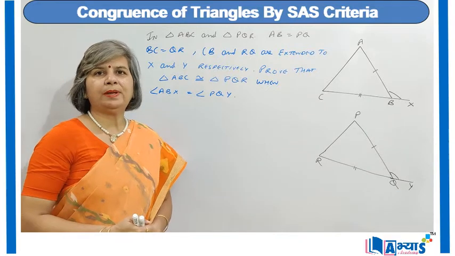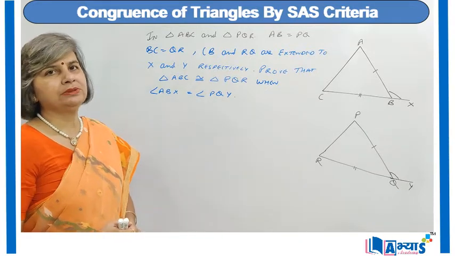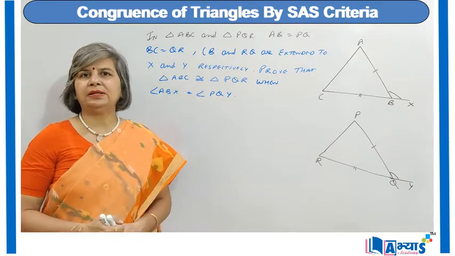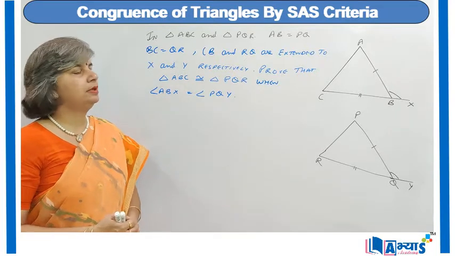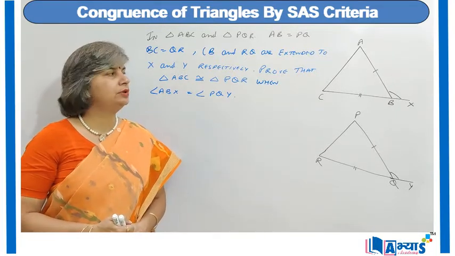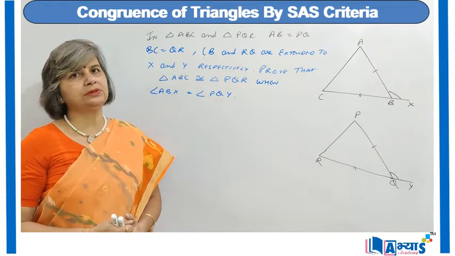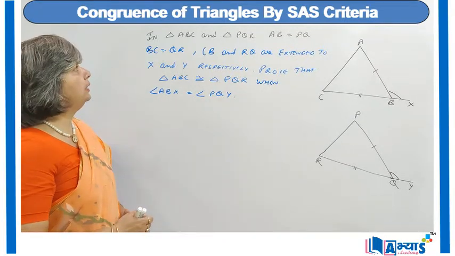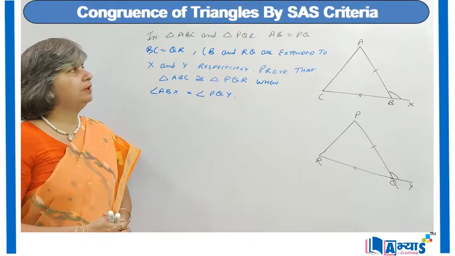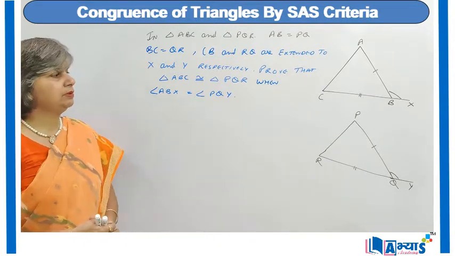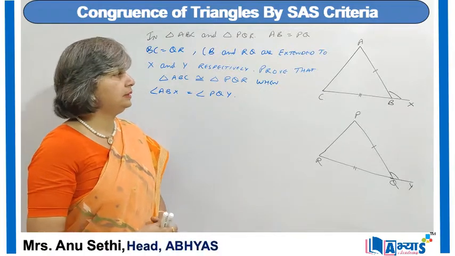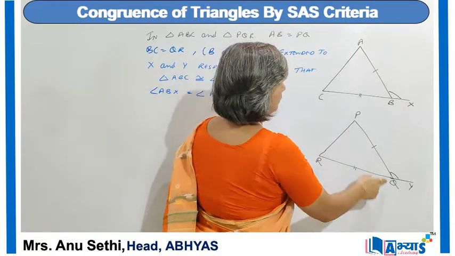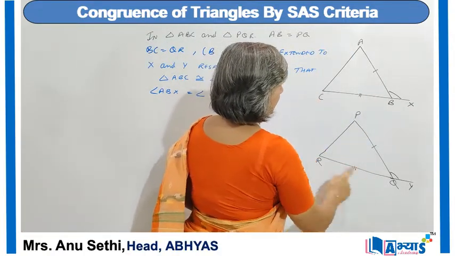Now let us try to apply the concept of SAS congruence. That means if two sides and the included angle of one triangle are equal to the two sides and the included angle of the other triangle, then the two triangles are said to be congruent. Suppose we are given a question that in triangle ABC and triangle PQR, we are given AB is equal to PQ and BC is equal to RQ.